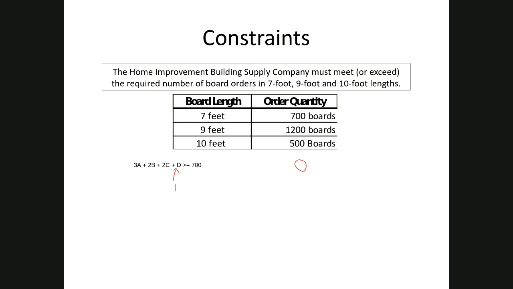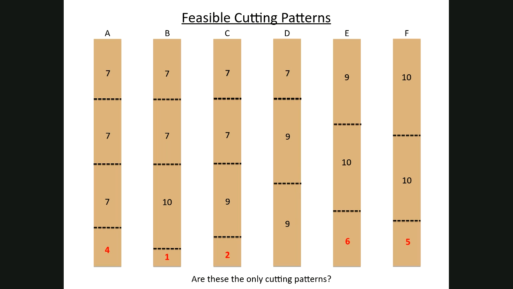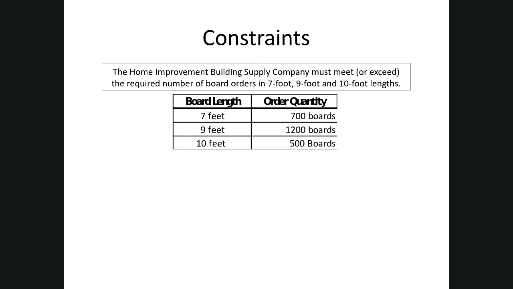And so let's go back to our slide and look at our 9-foot boards. We have no 9-foot boards on A, none on B. We have 1 on C. We have 2 on D. We have 1 on E, and we have 0 on F. So we only have 9-foot boards on patterns C and D. So then that constraint becomes, for our 9-foot boards, 2C plus D is greater than or equal to 1,200. So there's going to be a lot of those boards that are cut in order to meet those 9-foot board orders.